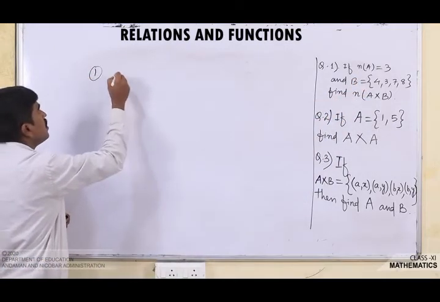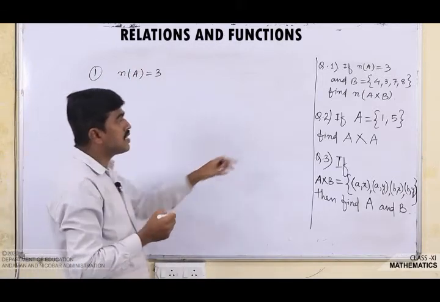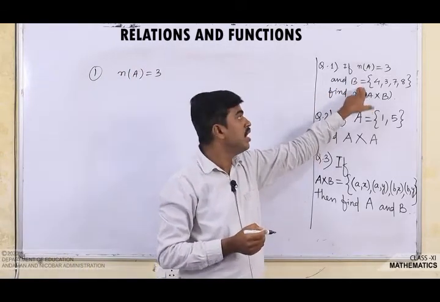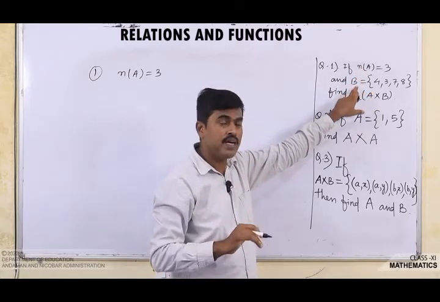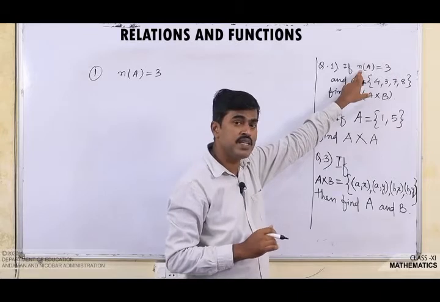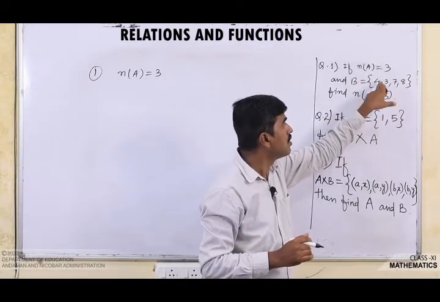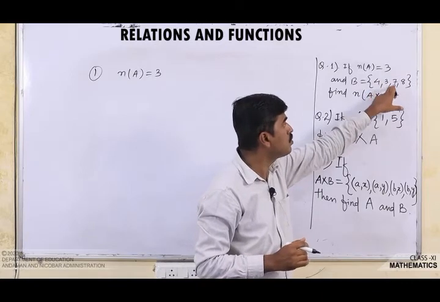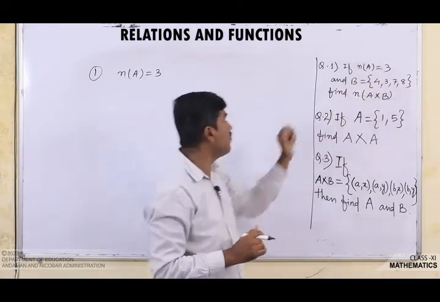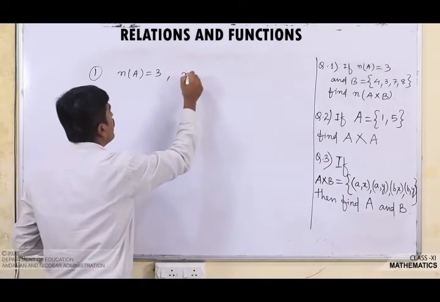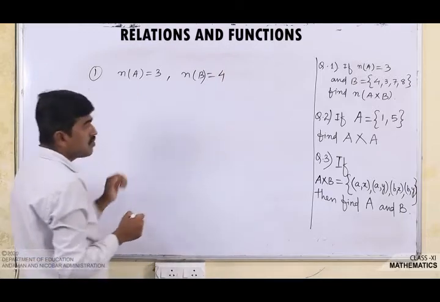The number of elements in A is 3 and the set B is given. Here the elements of A are not given, but the elements of B are given. So how many elements are there? There are 4 elements: 1, 2, 3, 4. So 4, 3, 7, 8 are the elements. So the number of elements in B is 4. Okay, that is given.